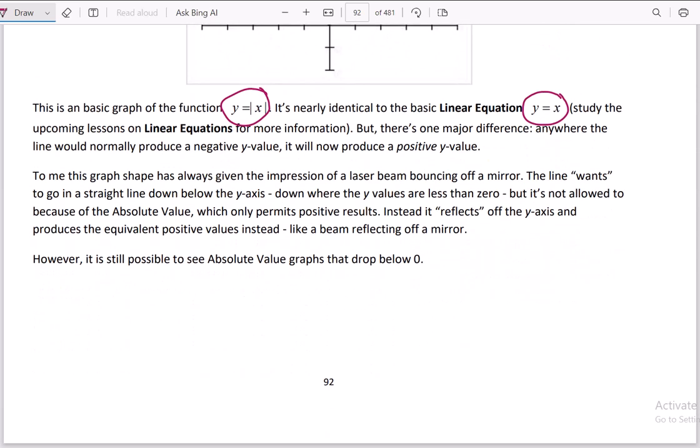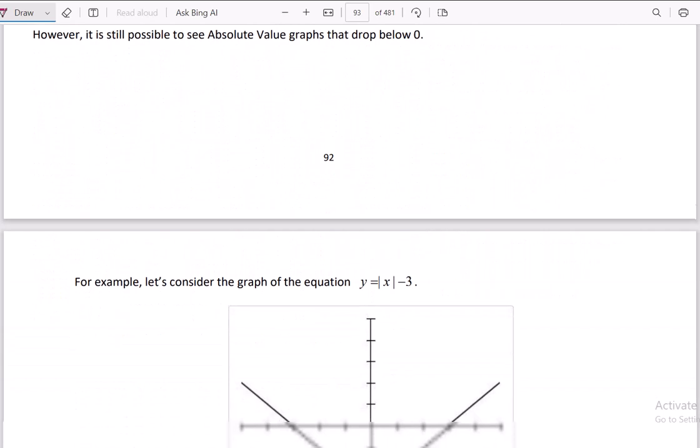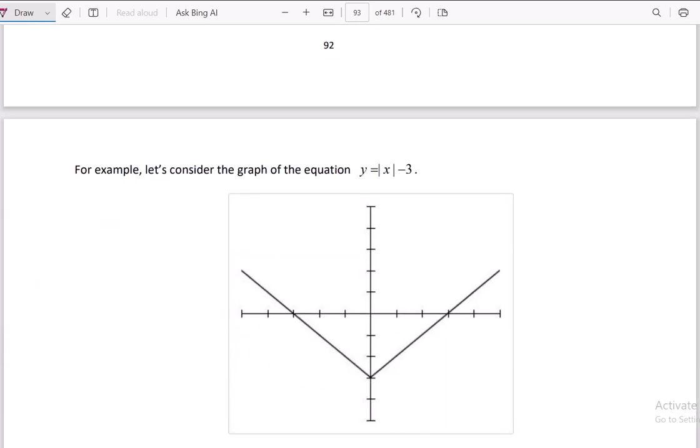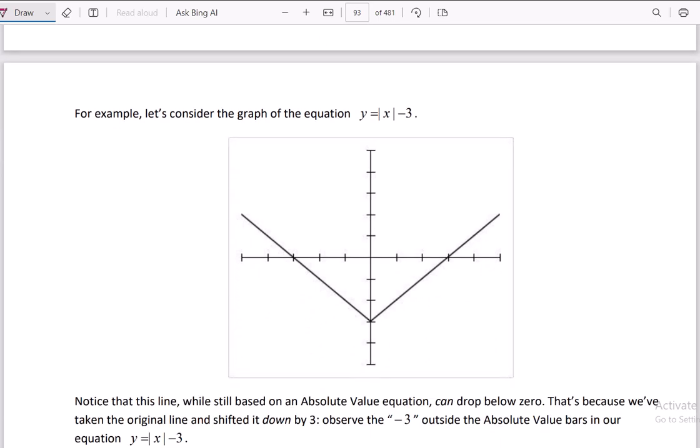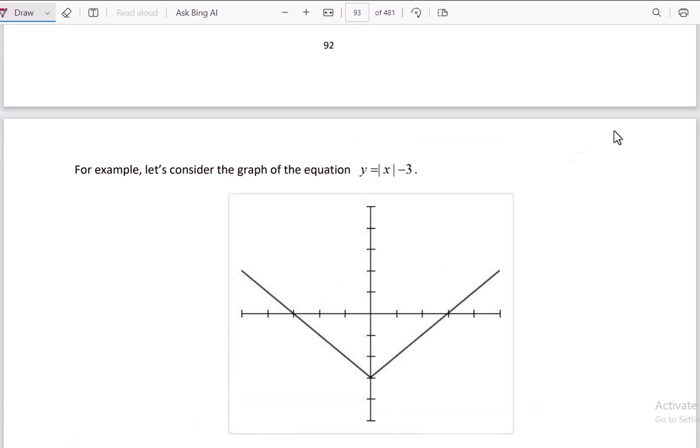So you can go through this, read it up if you wish. But let's get into this lesson. So for example, let's consider the graph of the equation. Now look at this graph. Why is this graph like this? Now remember we said absolute value graphs do not take negatives. But why is this graph taking negative? Now I want you to think about that.